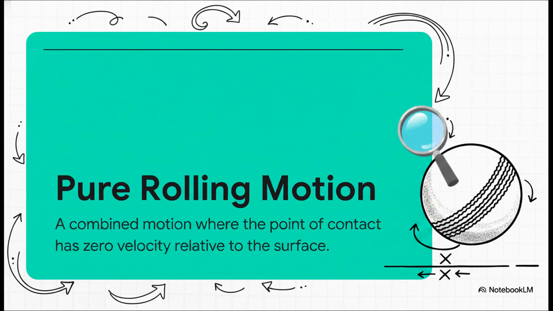We define this as a combined motion where the point of contact with the surface has exactly zero velocity relative to the surface. Wait, what does that mean? It means the very bottom point of a rolling object, like a cricket ball, momentarily comes to a complete rest the precise instant it touches the ground. Because the backward rotational motion perfectly cancels out the forward translational motion at that exact specific point, the ball doesn't slip or skid. It just grips and rolls.